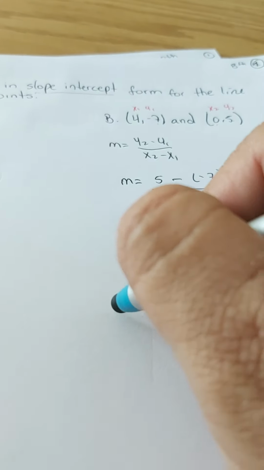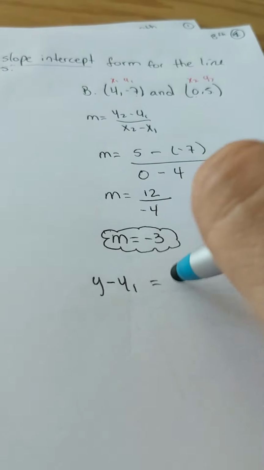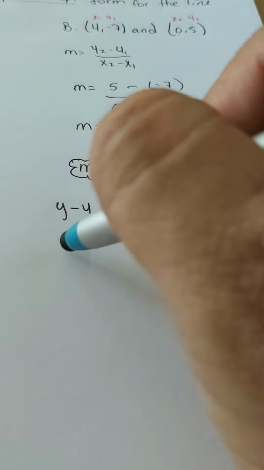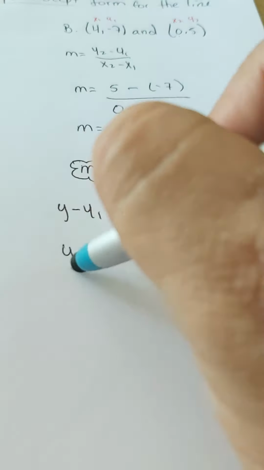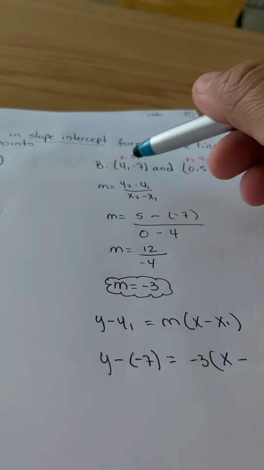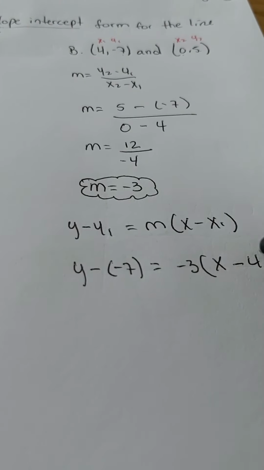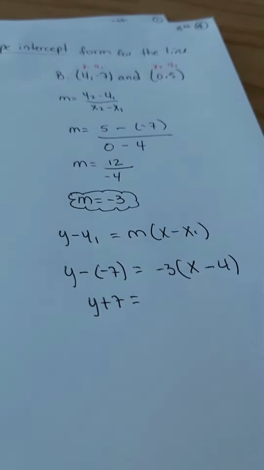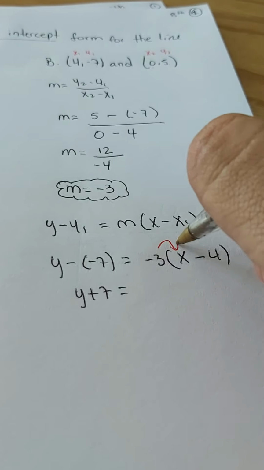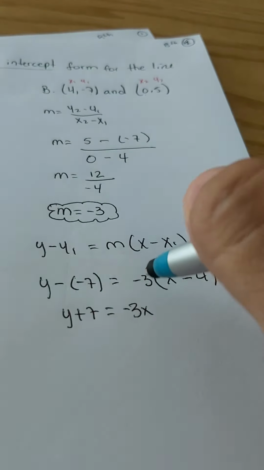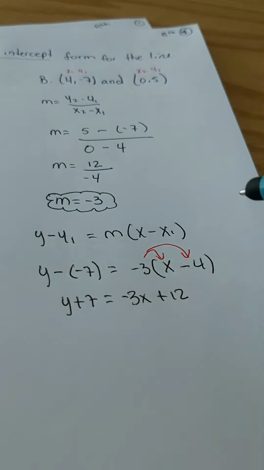Let's use point slope form. Y minus y1 equals m times x minus x1. So let's substitute. Y minus y1. What was the value of y1? Negative 7. Equals m, negative 3, times x minus x1, 4. Negative times negative is positive. Y plus 7 equals distributive property. Negative 3 times x, negative 3x. Negative 3 times negative 4, positive 12.